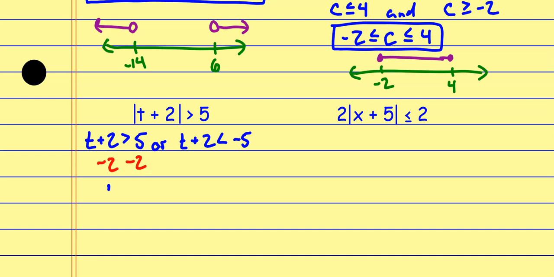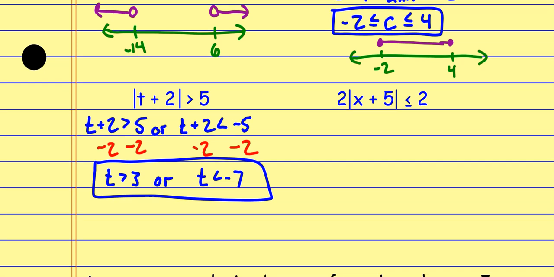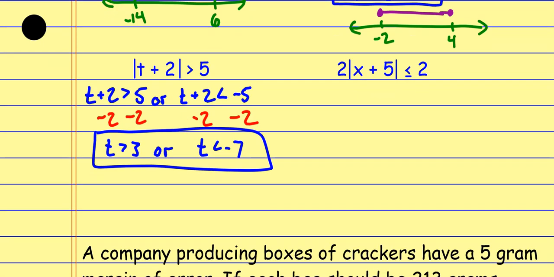Subtract that 2 from each side. t is greater than 3. Over here, I subtract the 2 from each side. t is less than a -7. Then we slap our "or" symbol down. That's it. Okay, let's draw a quick sketch of the graph, because that feels good, right?